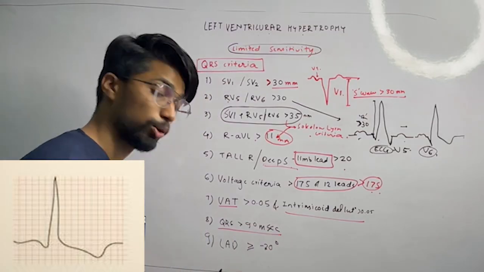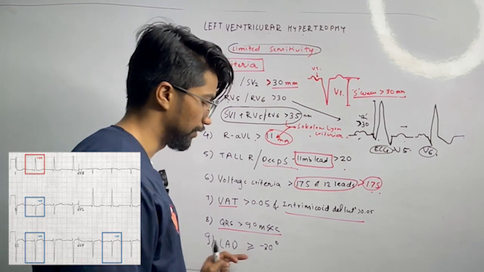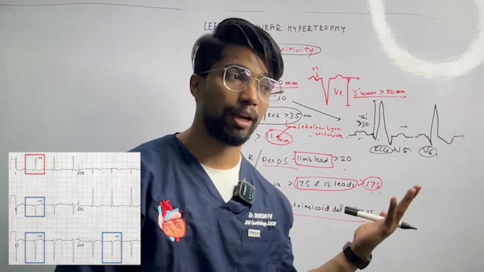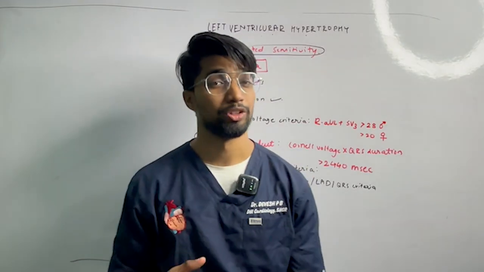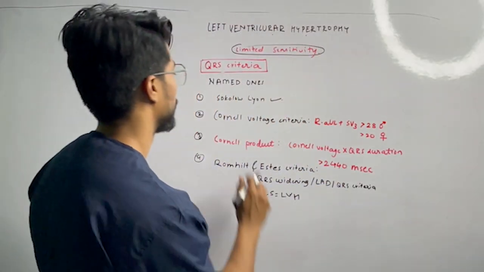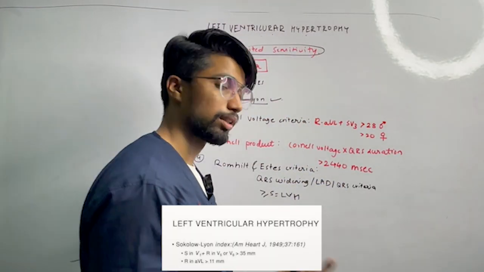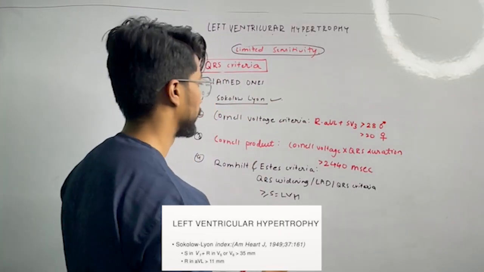Whenever there's going to be LVH, as I mentioned, there's going to be left axis deviation as well, going more than minus 30, and that is also one of the diagnostic criteria for LVH. Now we move on to some of the named famous criteria for LVH. The very famous one that we already discussed is Sokolow-Lyon criteria, which is SV1 plus RV5 or RV6 more than 35, or R in AVL of more than 11.